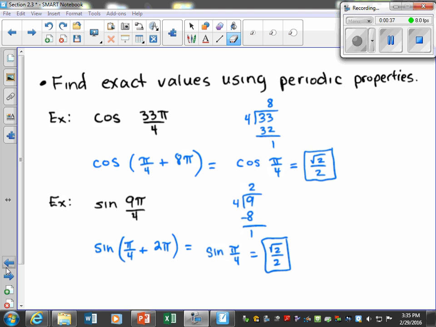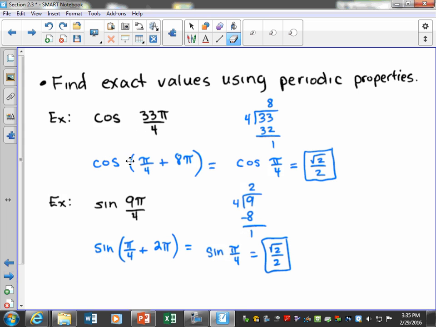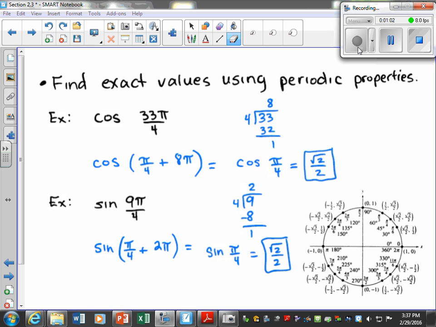So this is writing it in that format as the theta plus p. And remember, we can ignore this periodic part and just evaluate f at theta. So that's what we're going to do now. So I figure out that this periodic part is 8 pi, so I can just evaluate cosine of pi fourths, look on my unit circle, and I get square root of 2 over 2. I pulled up a unit circle. So pi fourths is right here. The cosine value is your x, square root of 2 over 2.